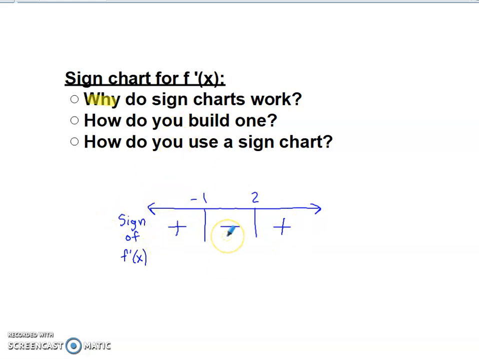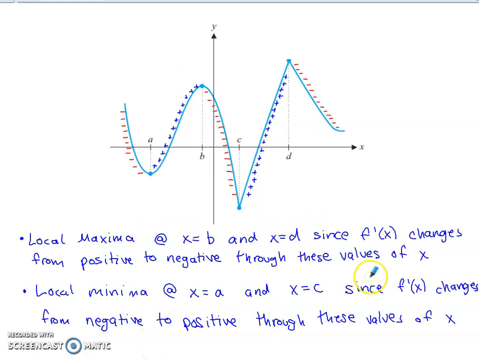This is what they look like. We'll take some time to build this in just a few minutes. Here is a graph, kind of a crazy looking graph. We've got a graph that has a local minimum here, and another local minimum here. Check out what's happening as we pass through the x value of A and the x value of C.